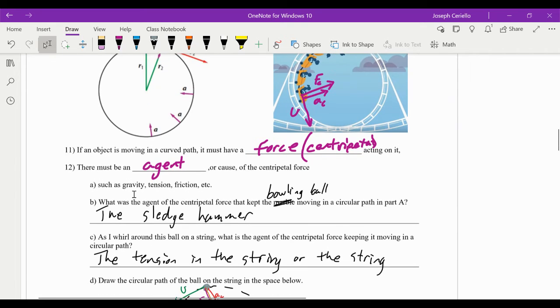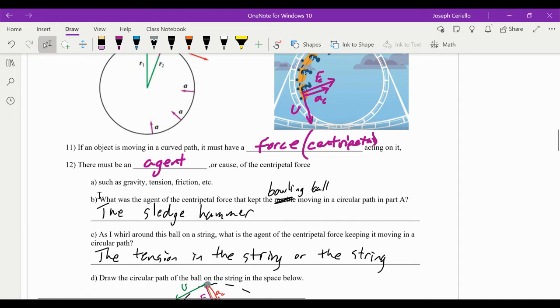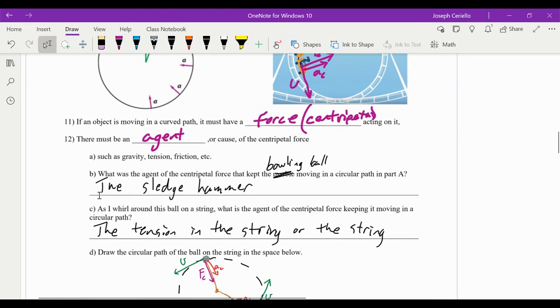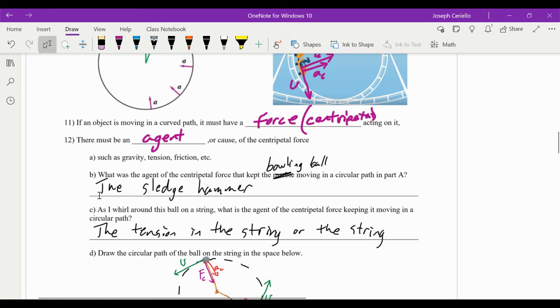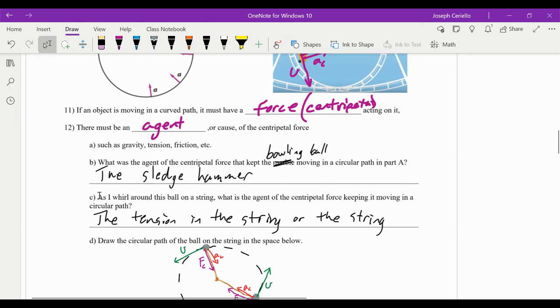In the simulation we saw earlier, or excuse me, in the video, it was the sledgehammer that provided the force. If I whirl a ball on a string, it's the tension of the string, or the force of the string, that provides that centripetal force. So there has to be an agent of the centripetal force for something to move in a circle.